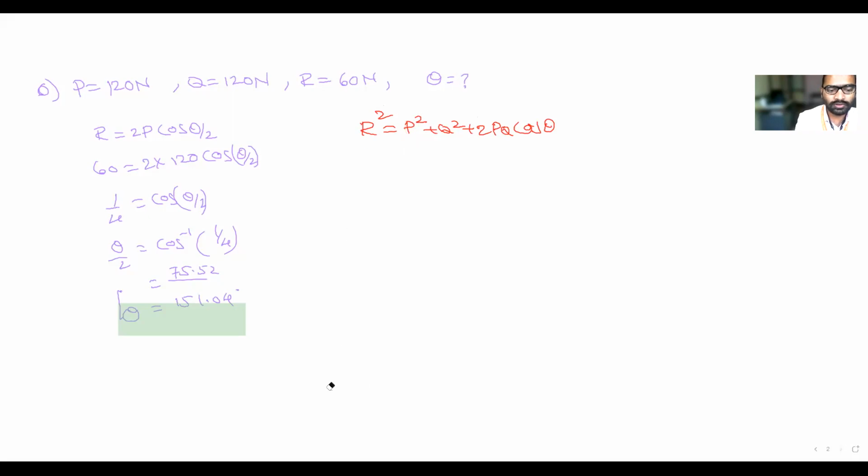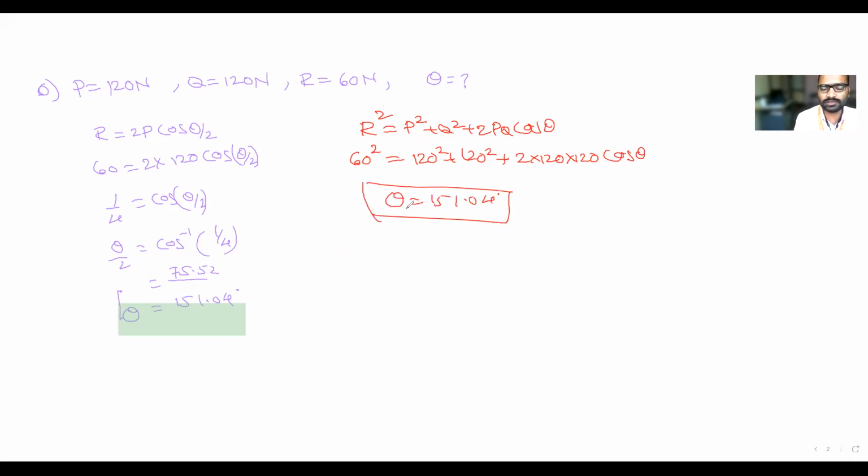So next, what I have to do? Substitute the values. So this is 60 square is equal to 120 square plus Q square plus 2 times 120 into 120 into cos theta. When you solve this one, here you will get directly the value 151.04. You can do like this also. Is it clear, everyone? Yes, sir.